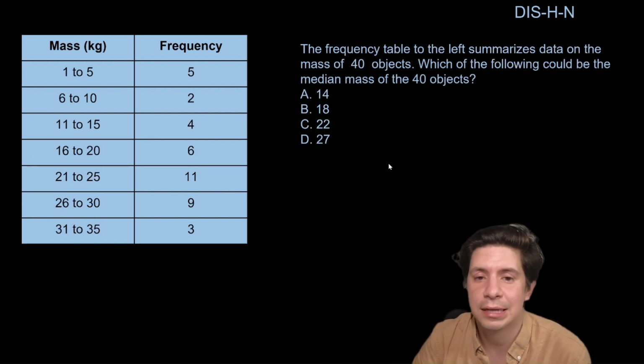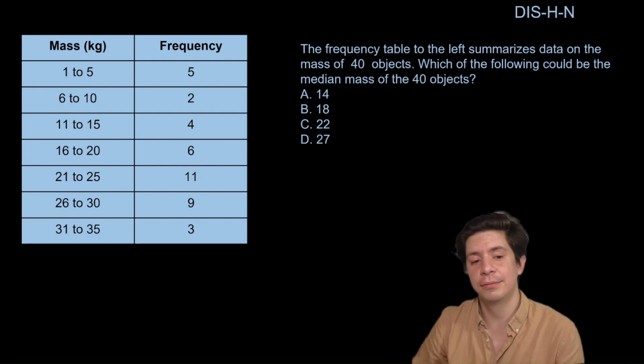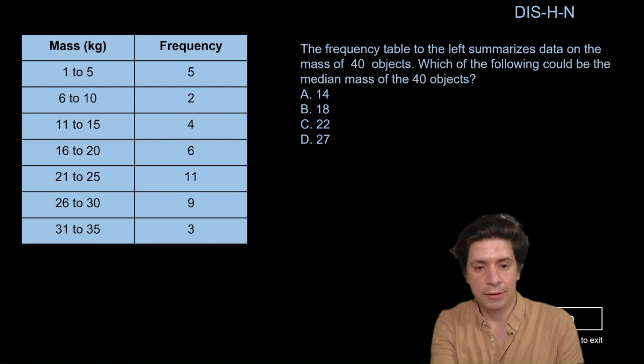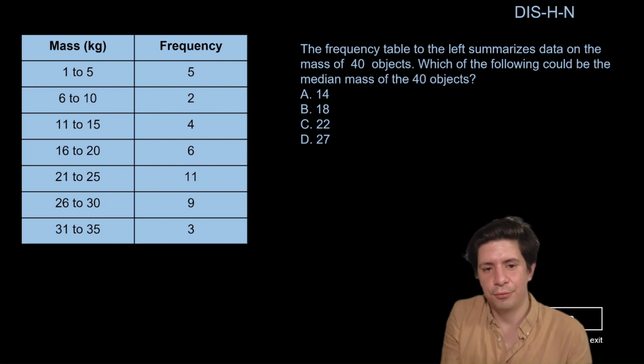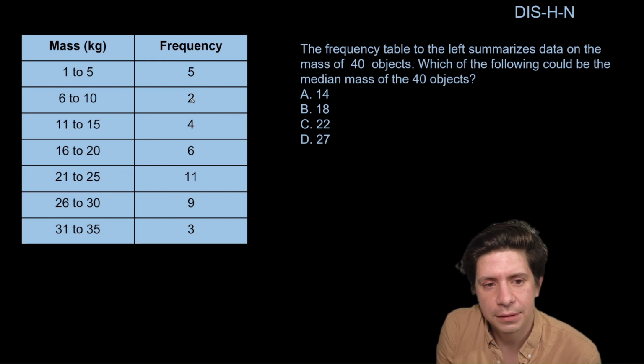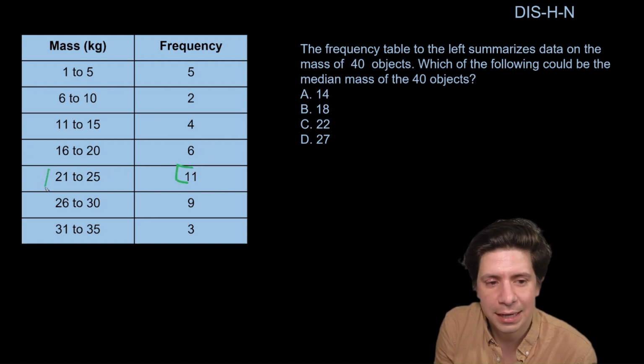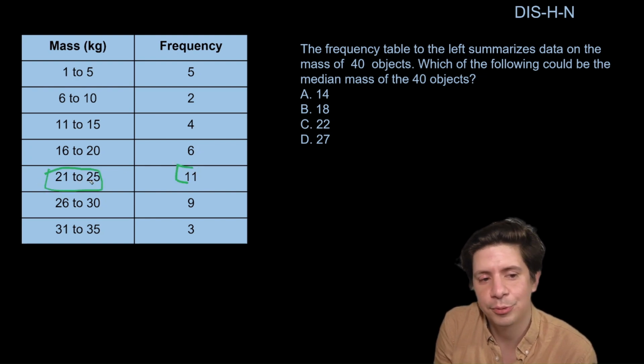The frequency table to the left summarizes data on the mass of 40 objects. Which of the following could be the median mass of the 40 objects? So we have 40 objects. We want the 20th and 21st objects to find the possible median. So 5, 7, 11, 17, all the way to 28. So the 20th and 21st objects are all here in this category. So the value has to be between 21 and 25, and that is C.